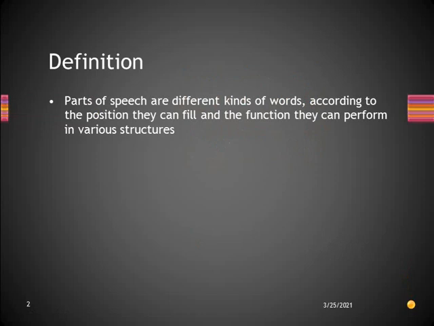Part of speech is related to words, so different kinds of words. We say it in Bahasa Indonesia, jenis-jenis kata. So the words, according to the position they can fill and the function they can perform in various structures. So it's about where the word can fill a position in sentences or phrases, and also what the function of the words is. Jadi di mana posisinya dan fungsinya.